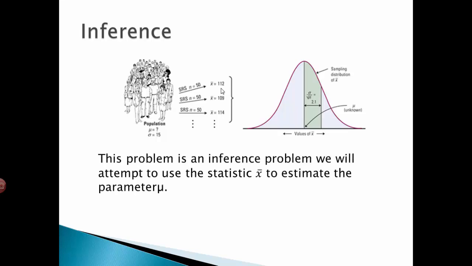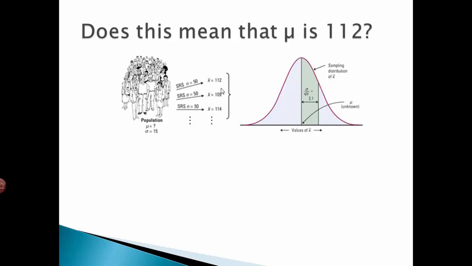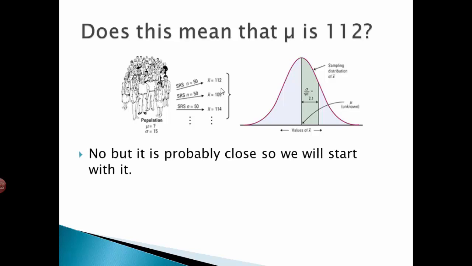So really, this is a problem of inference. We will attempt to use x bar to estimate our parameter mu. So does this mean that mu is equal to 112? Well, no, probably not. It could be something very close to that. It could be exactly that. It could be a little bit further away. But it's a good place to start. That's the way we're going to work with this. We're going to start with 112 and see if we can figure it out from there.